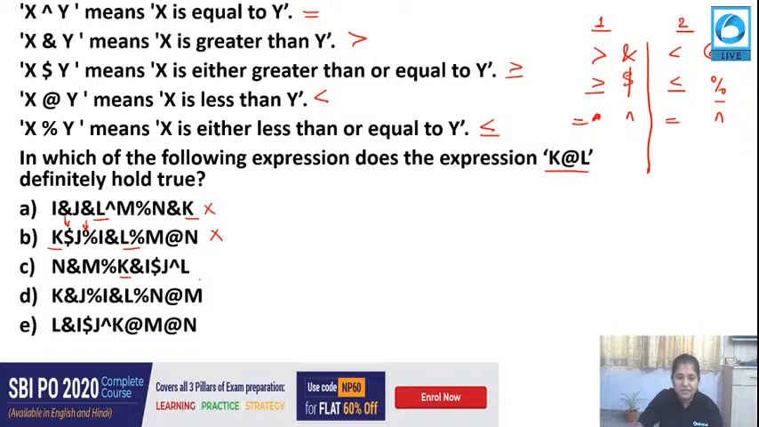Again, let's find this here. K से L देखना है. So this is ampersand, dollar and your cap. So ampersand here, dollar here and cap here. So yes, absolutely we can have a direct relationship between K to L.